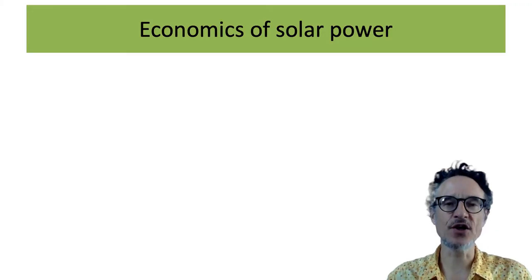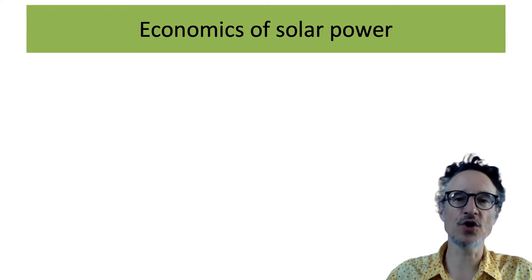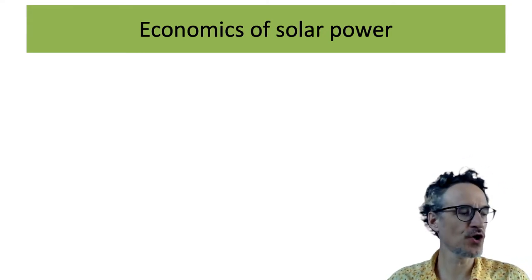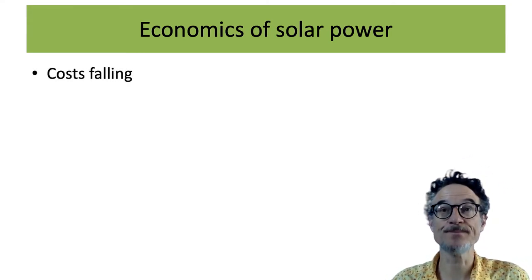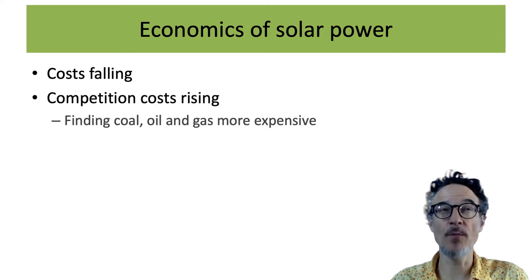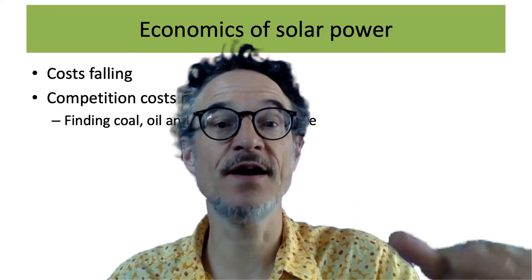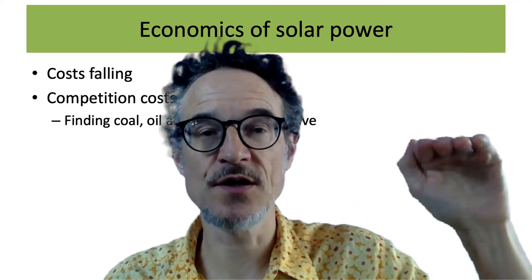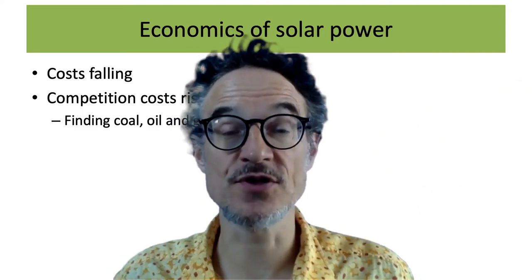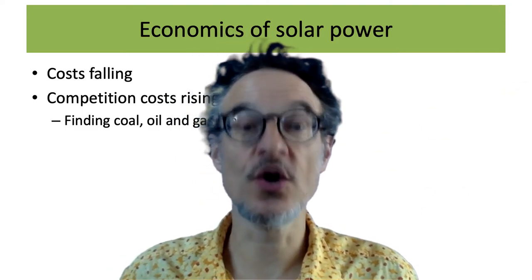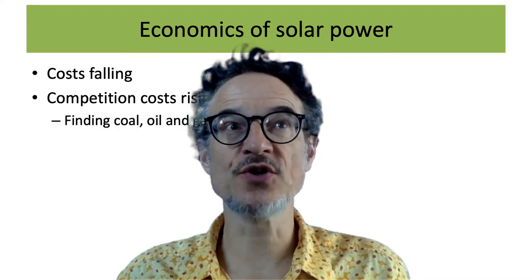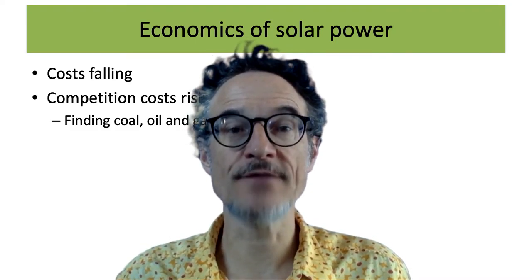Solar power. So put on your sunglasses. Just a bit about the economics of solar power then. The costs of solar power are falling, and the competition costs are rising. So we saw the cost of oil in 1975 and 2007, and how that's more than double, almost three times the cost for producing oil. And the same will be true for coal and for gas.